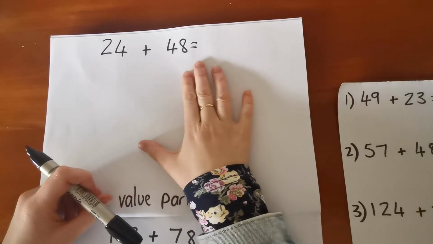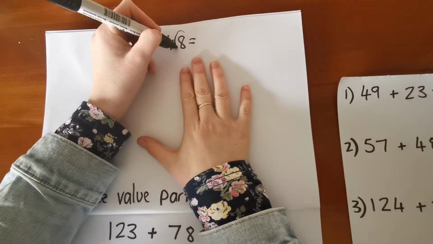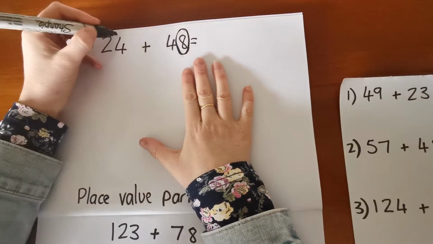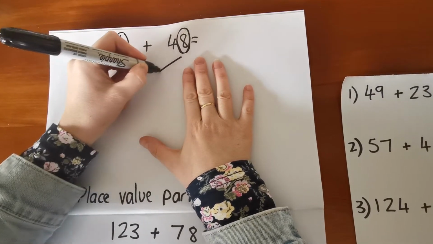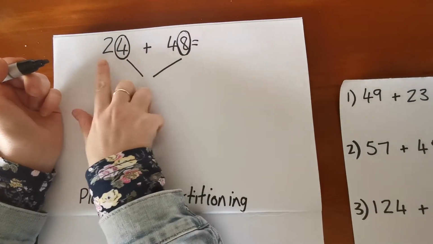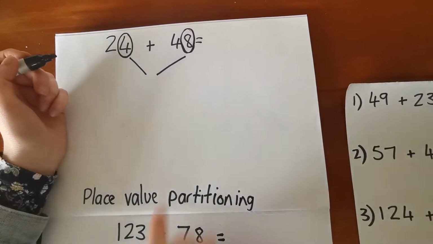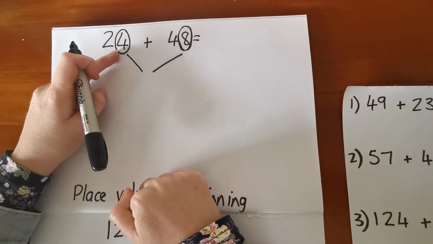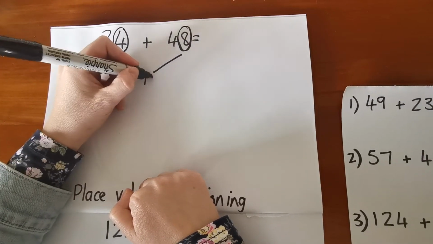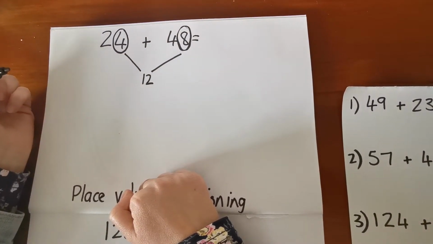So first of all, we start with our ones. So we need to circle the numbers in our ones column. So we've got 8 and we've got 4. And then we'll do the lines, and we need to add 8 and 4 together. Now I know that 8 and 2 more make 10. So if I add another 2, that makes 12. So 8 and 4 make 12.